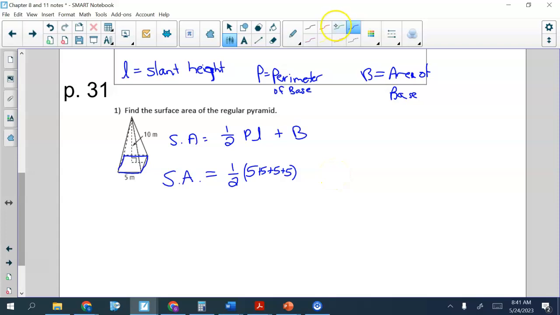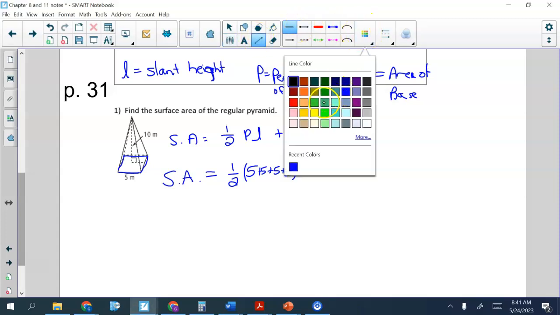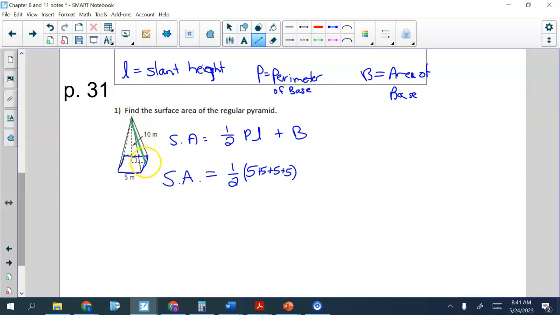Now this one, we are not given the slant height quite yet. We need to calculate the slant height. So let's just leave a blank there for a minute because the slant height is going to go from the top down to the side, like that. So we'll figure that out in a minute. And then plus the area of a base.